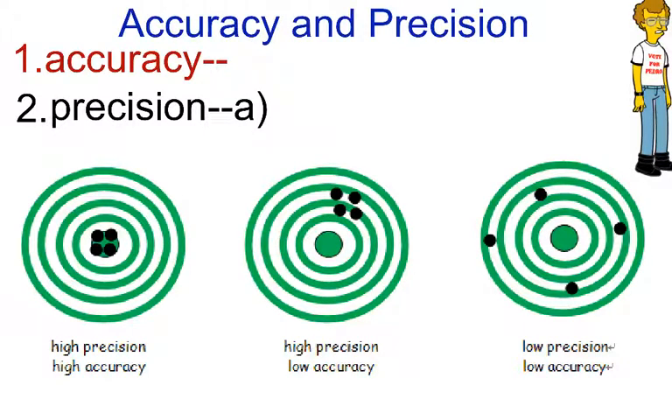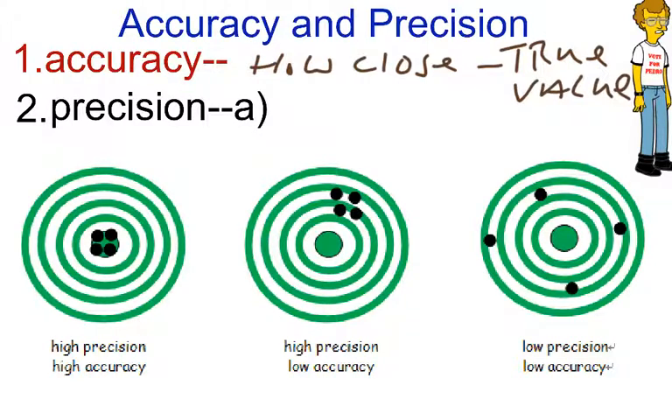This is a video on accuracy and precision. Accuracy and precision normally are used interchangeably in our lives in regular context, but when we get to chemistry and certain sciences, we want to specify the distinction between them. Accuracy simply means how close you are to the true value.